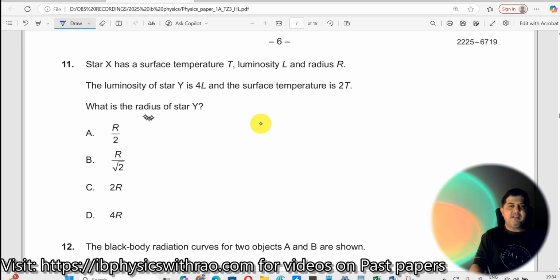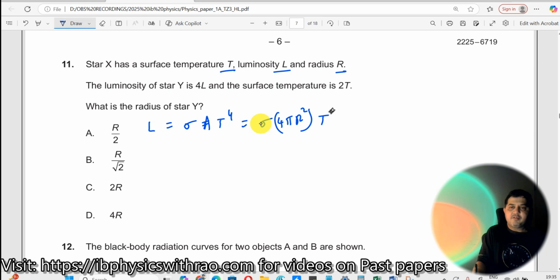Question number 11. Star X has a surface temperature T, luminosity L, and radius R. So we have temperature, luminosity, and radius. How do you relate each one of them? L is equal to sigma A T to the power 4. What is A here? A is nothing but 4 pi R square, so L equals sigma times 4 pi R square times T to the power 4.